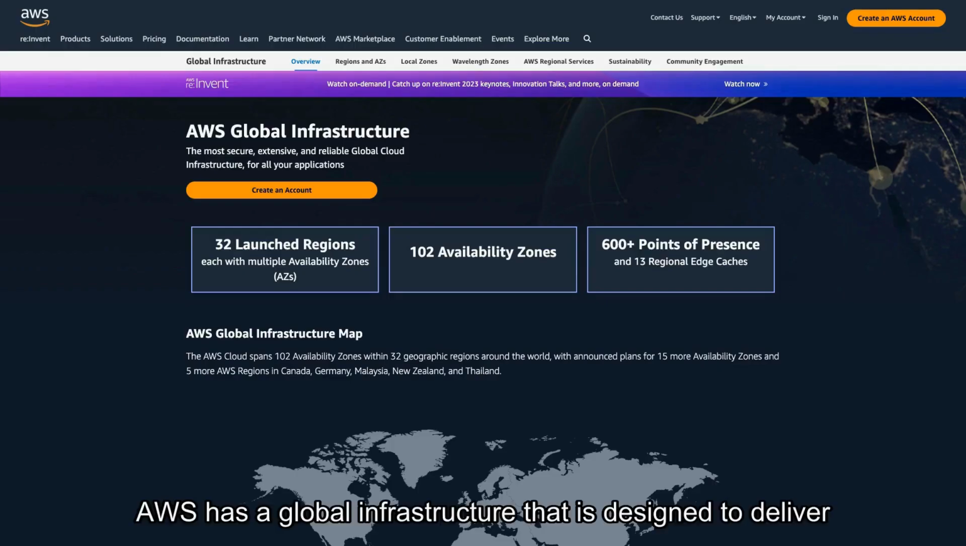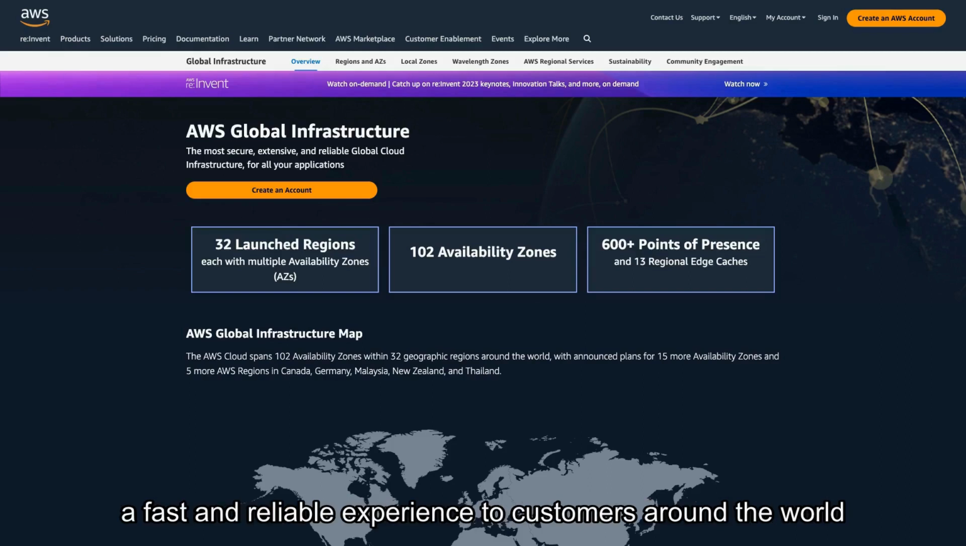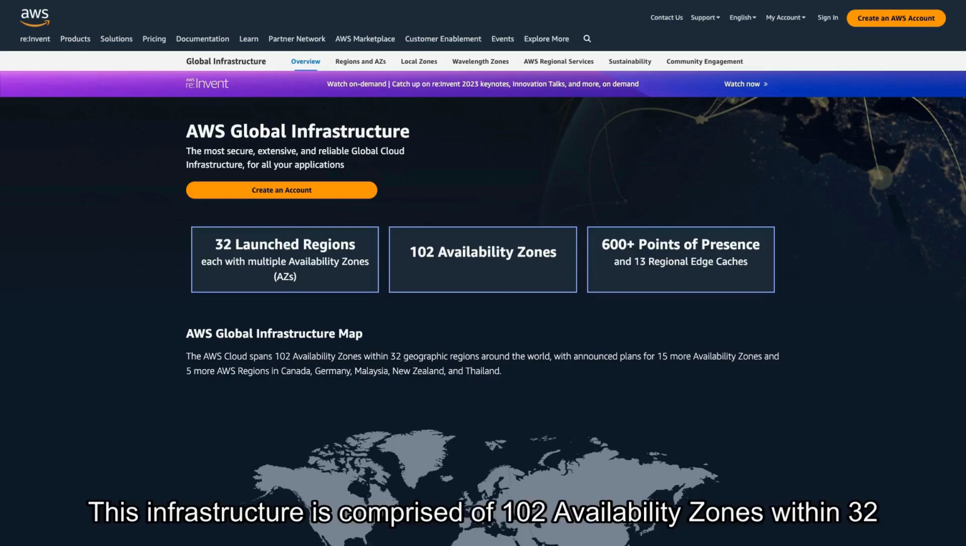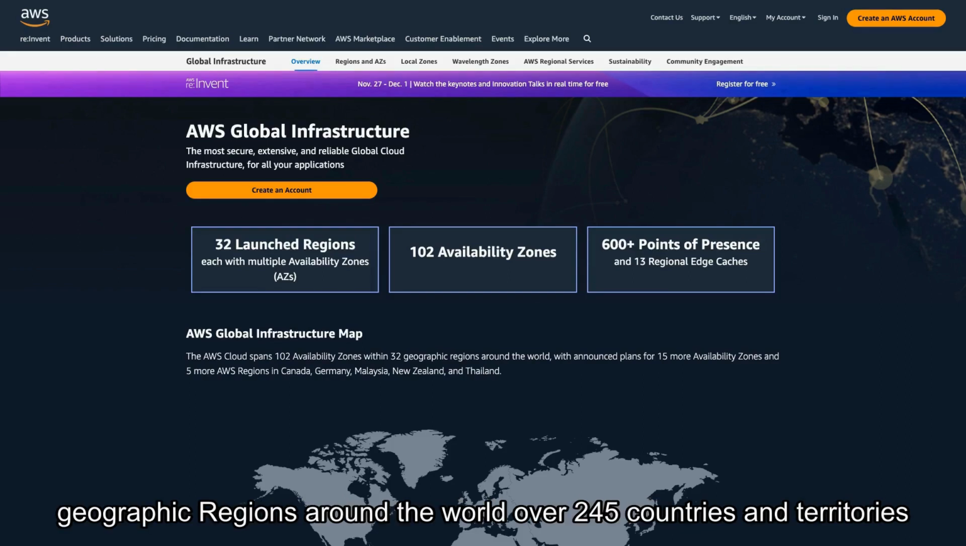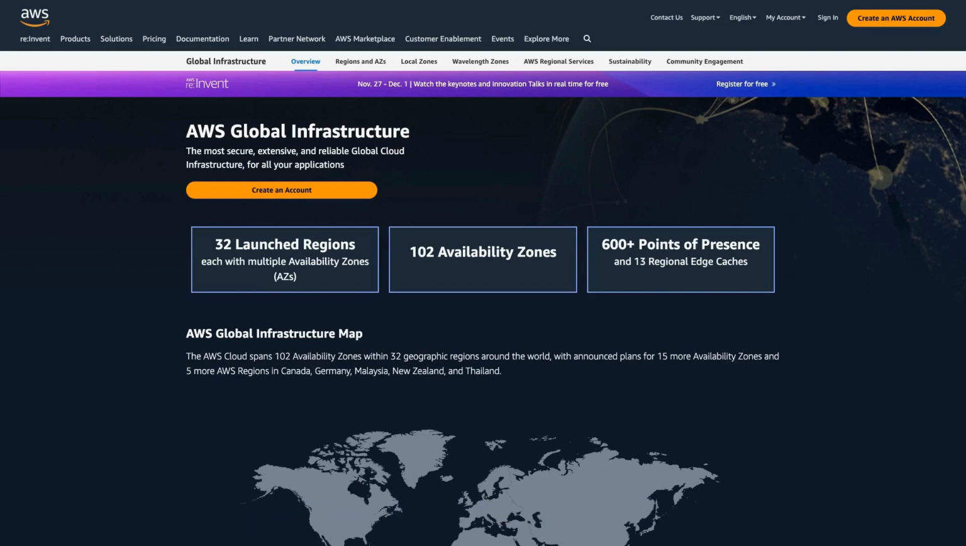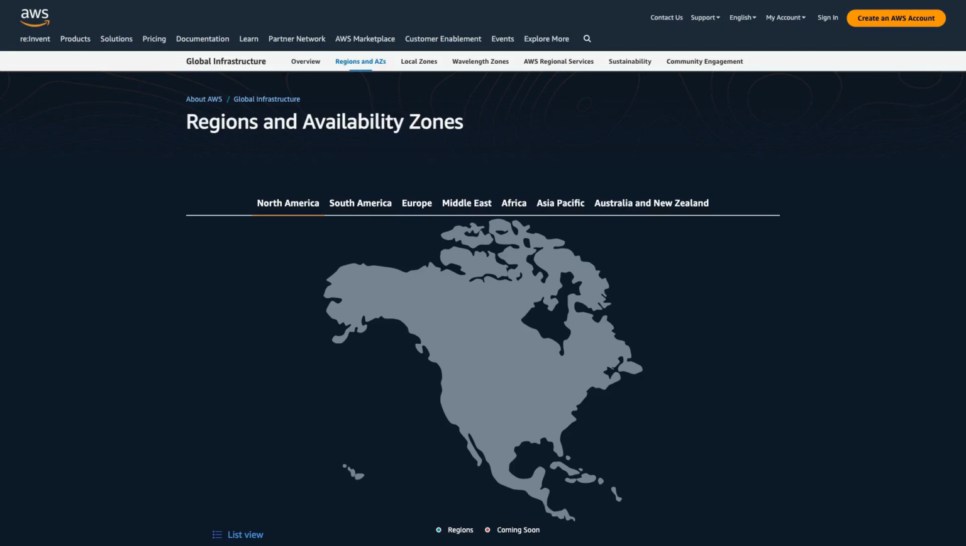AWS has a global infrastructure that is designed to deliver a fast and reliable experience to customers around the world. This infrastructure is comprised of 102 availability zones within 32 geographic regions around the world, over 245 countries and territories. Let's take a look.